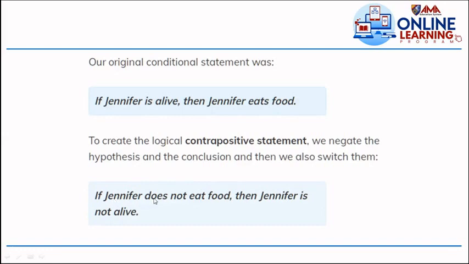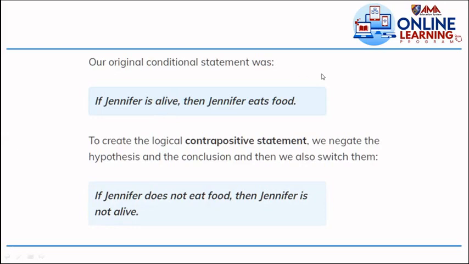If Jennifer does not eat food, ito na yung statement B po, no? Nauna yung B na siya. Tapos ito yung negate niya, does not. Then Jennifer, okay, is not alive. Yung alive, statement A, and then naka-negate yung statement A. So this is now the example of a contrapositive statement. If Jennifer does not eat food, then Jennifer is not alive.